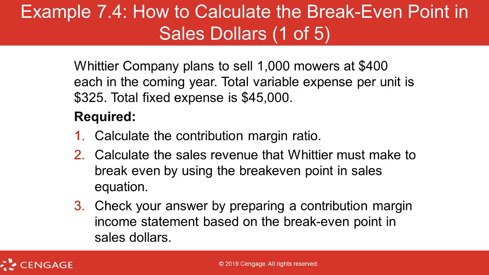They sell 1,000 lawnmowers. We know it's $400 each, and the variable expense per unit is $325. The total fixed expenses are $45,000. So we're going to calculate the contribution margin ratio. We're going to calculate the sales revenue that Whittier must make to break even using the break even point in sales equation that we just talked about. And we're going to prepare a contribution margin income statement based on the break even point in sales dollars to make sure that it all checks out.